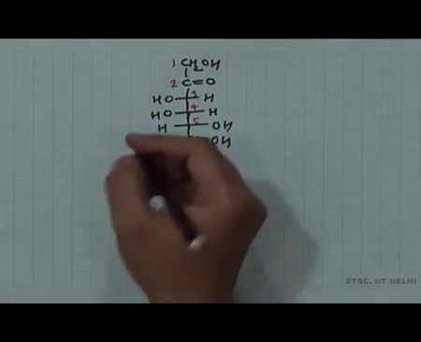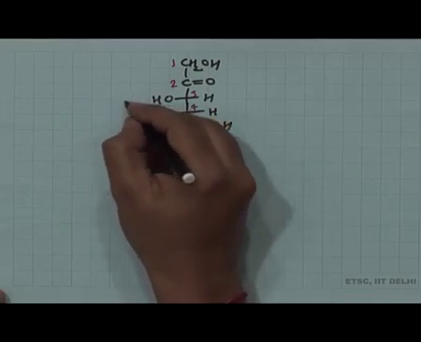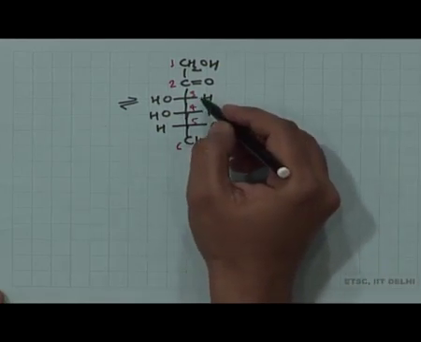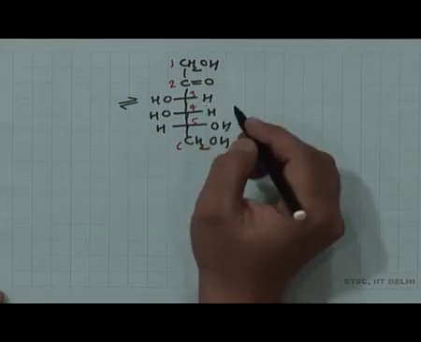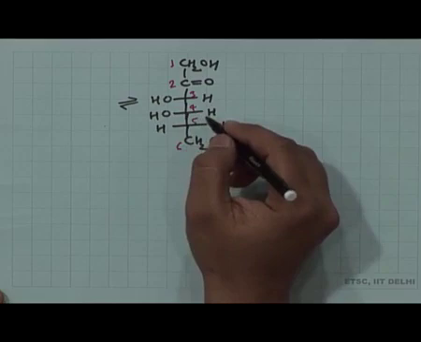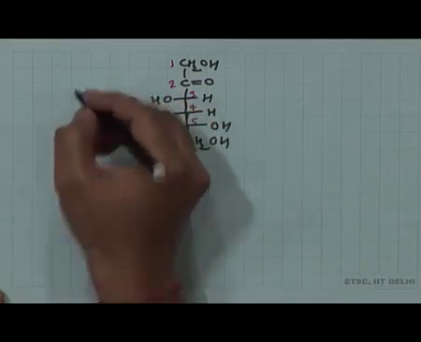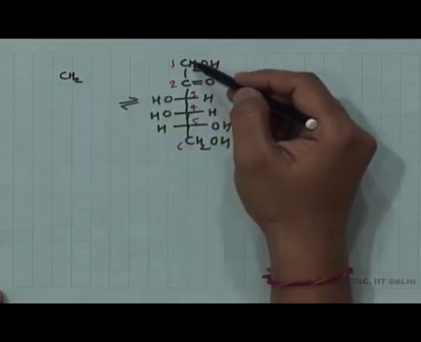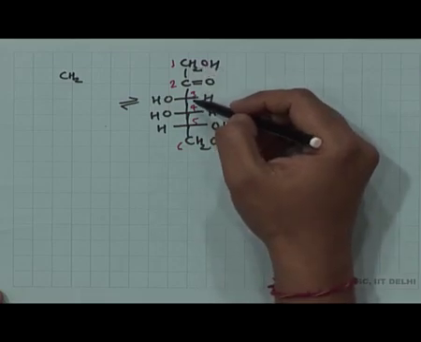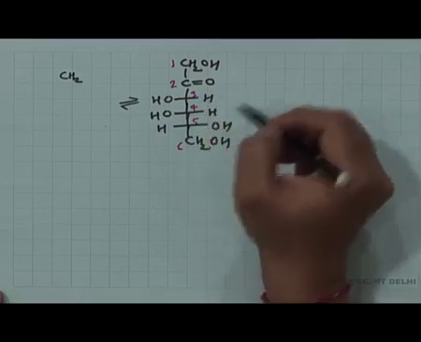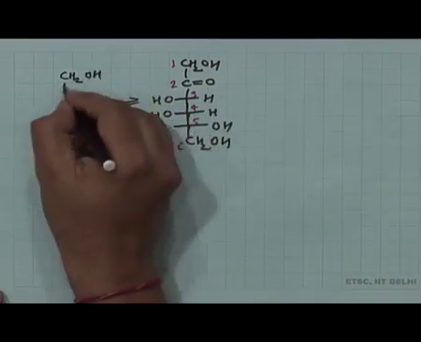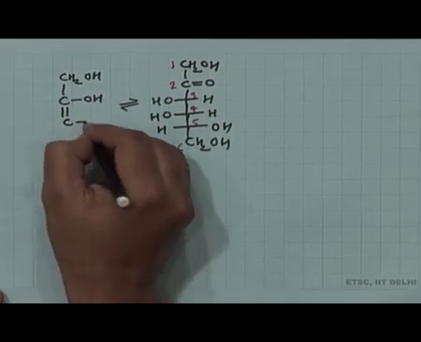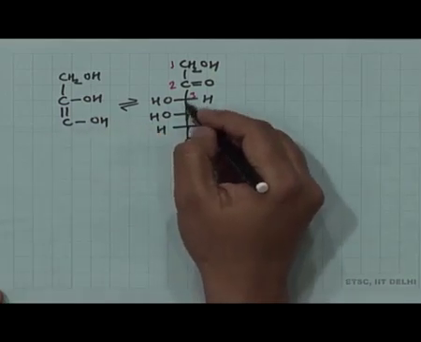Now, under basic condition, alpha to the carbonyl proton abstraction will take place, and that will get converted to an enediol. So, I am writing here enediol. Now, it has two alpha positions. One alpha position is carbon number 1 and the other alpha position is carbon number 3. So, here I am abstracting the carbon number 3 proton and converting it into the enediol. Now, this asymmetric center has been destroyed.